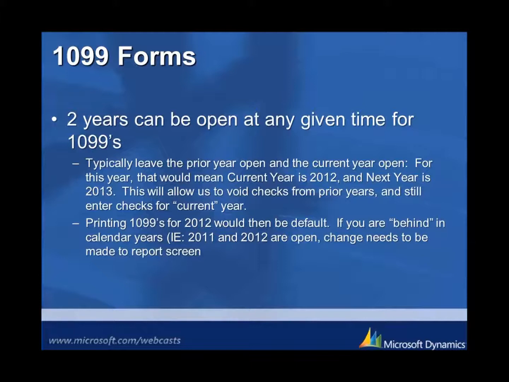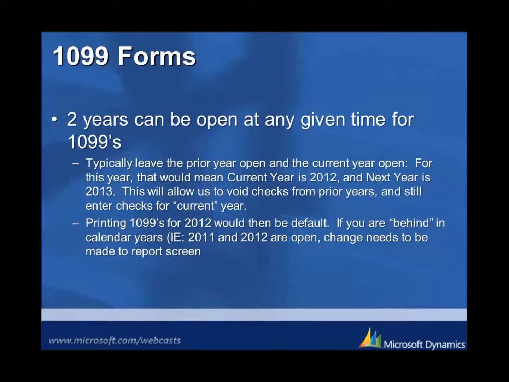All right, yep. Typically leave the prior year open and the current year open. And for this year, that would mean current year displays as 2012, and next year is 2013. And that will allow us to go ahead and void checks from prior year and still enter checks for current year. Printing 1099s for 2012 would then be defaulted.